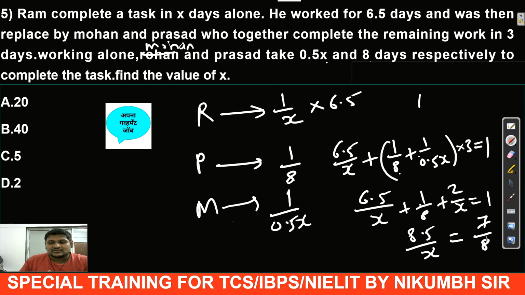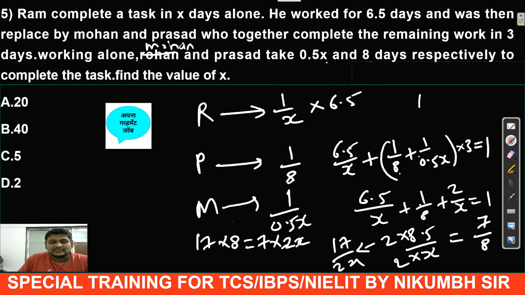So it's very easy now. What you can do is, see, 0.5 is there, so just multiply here by 2. So you will get 17 upon 2x. So 17 into 8 is equal to 7 into 2x. 17 2s are 34, 34 34, 68. So 68 is equal to 7x, and something is wrong.